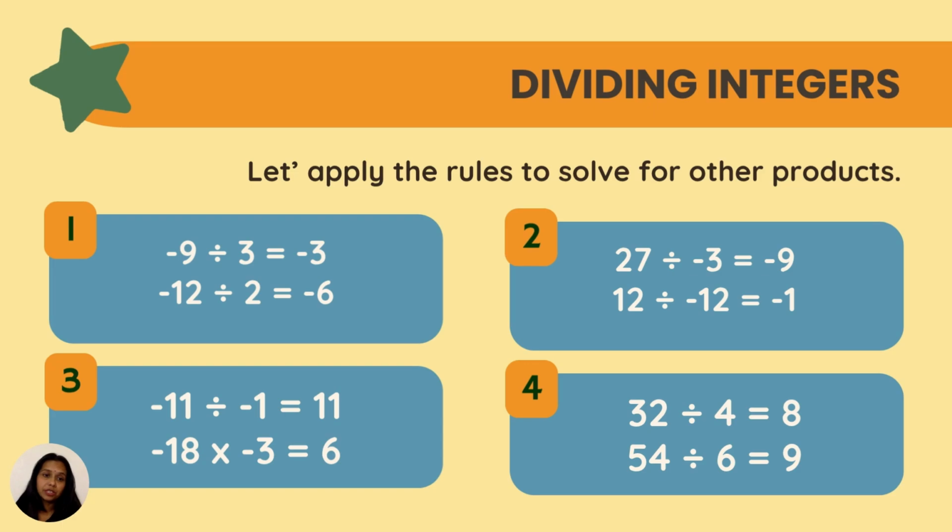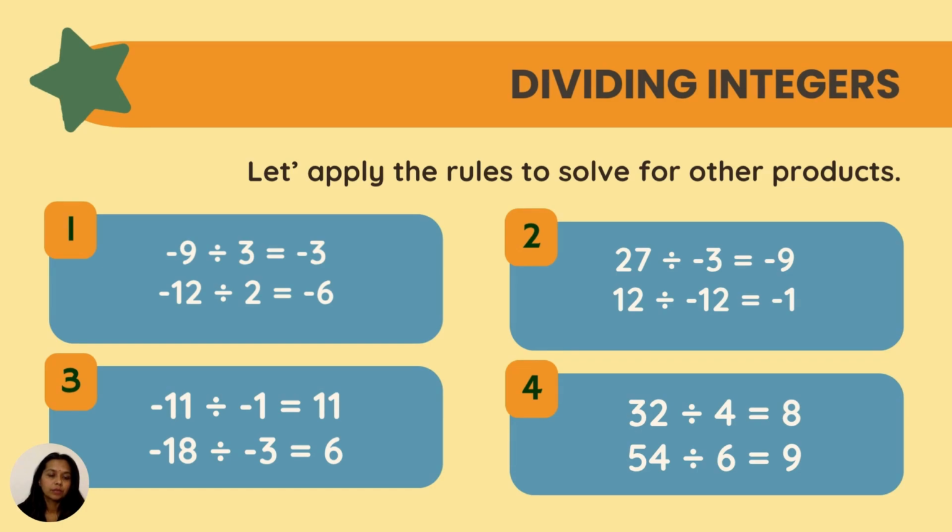Right, so dividing with integers, let's apply those rules that we've learned with these sums. So number 1, we've got a negative 9 divided by a positive 3 gives us a negative 3. A negative 12 divided by a positive 2 gives us a negative 6. In number 2, we've got a positive 27 divided by a negative 3 gives us a negative 9. Positive 12 divided by a negative 12 is equal to a negative 1.